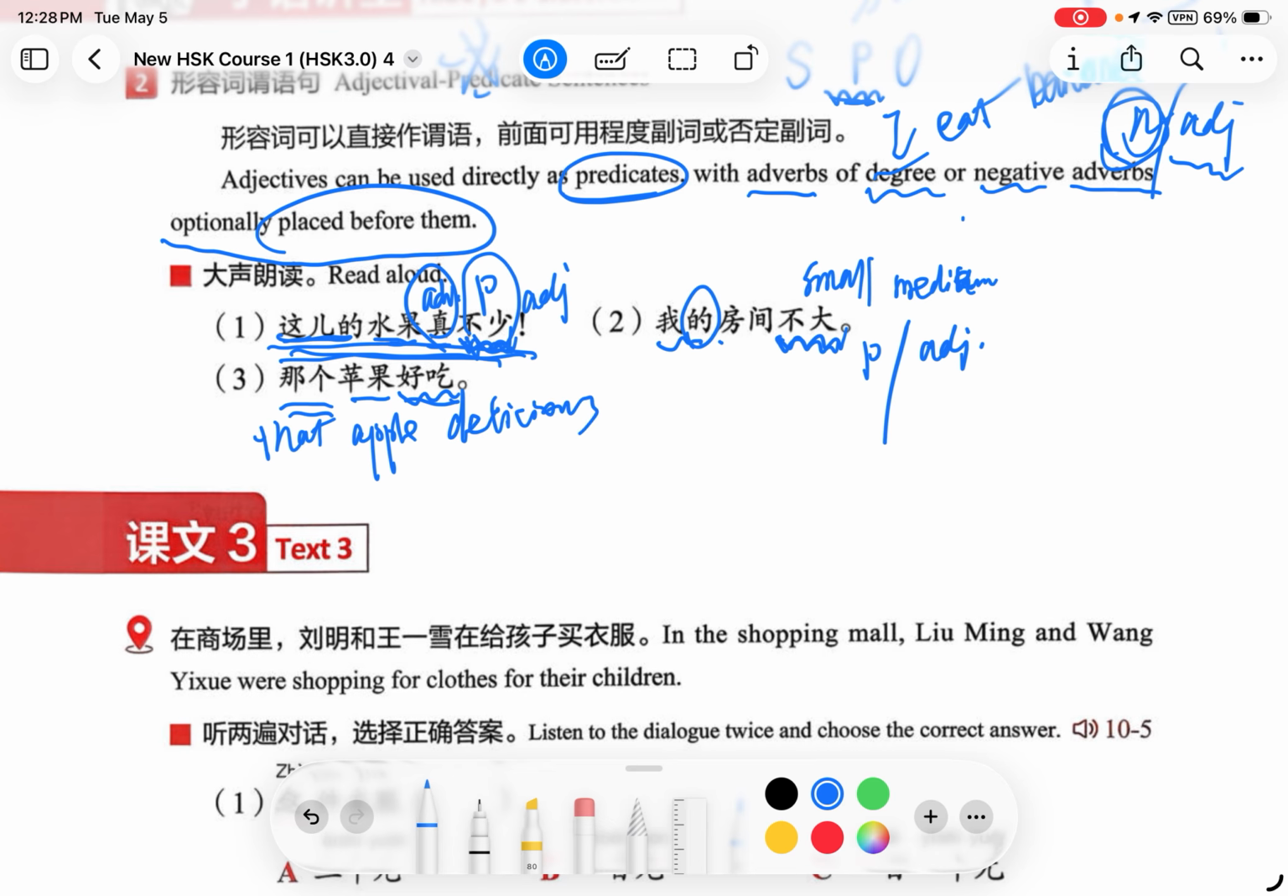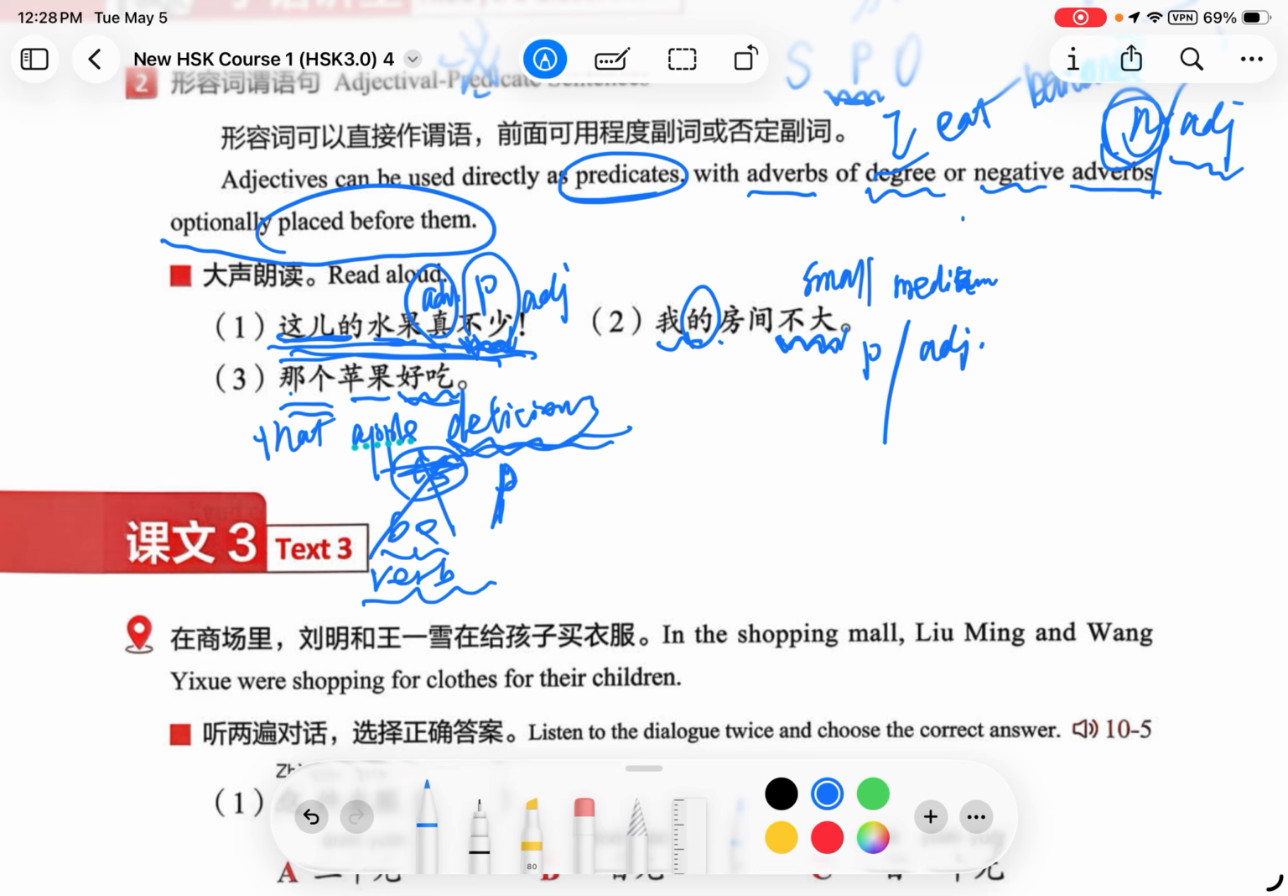Right? In English, we will say that apple is delicious, right? But in Chinese, we can just use adjective as predicate. We don't use be this verb as a predicate. We just use adjective as predicate. So we can just delete be here.